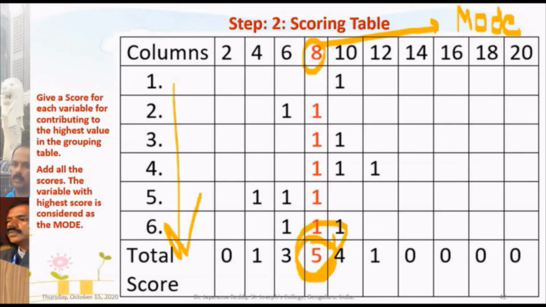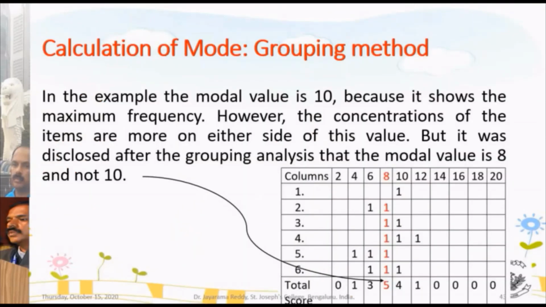Whichever variable gets the highest number in the grouping table, in this case 5 is getting the highest number, that is called the mode. See, in the direct method we obtain 10 as the mode, but by the grouping method we obtain 8 as the mode.